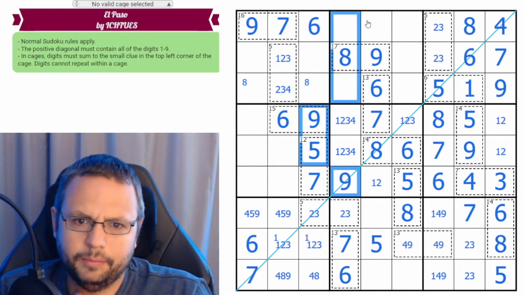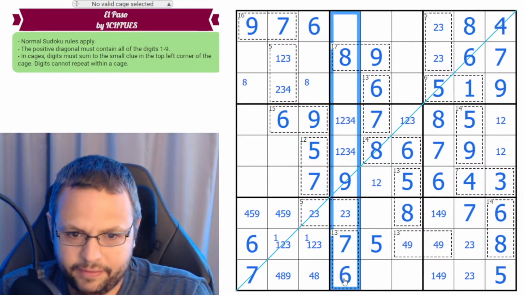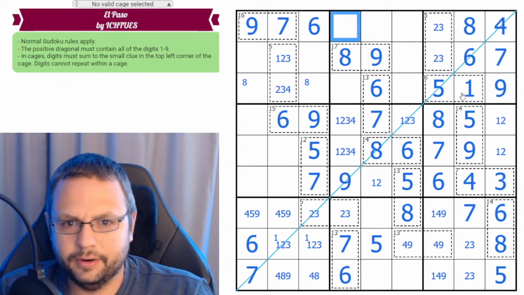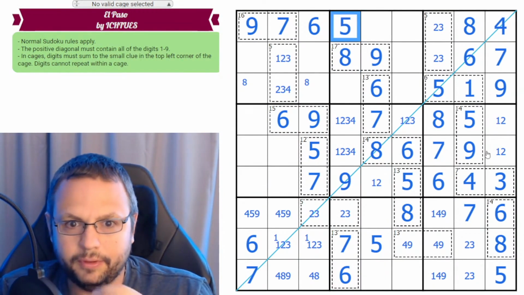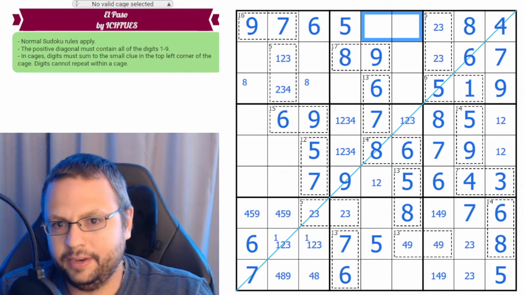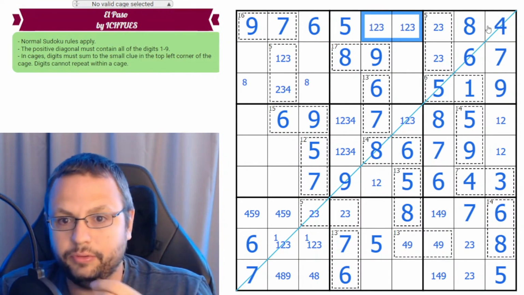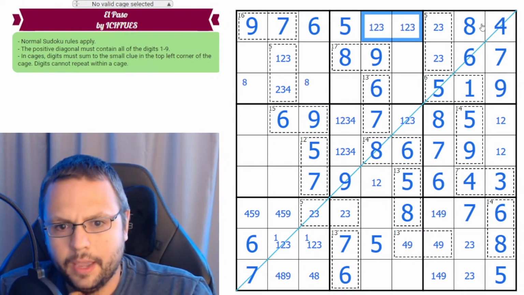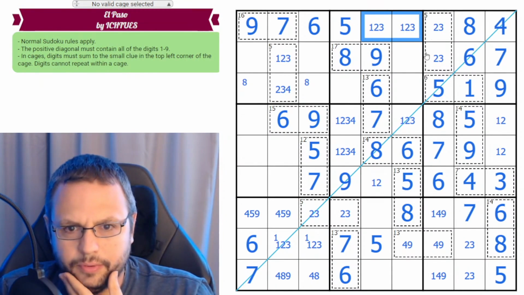Where is 5 in column 4? That is a question I can answer. 5 in column 4 has to go here because of the 5 up there. I suspect that will do it. Because now if I write in these, they are just 1, 2, 3, because I've got 4, 5, 6, 7, 8, 9. So those are 1, 2, 3.